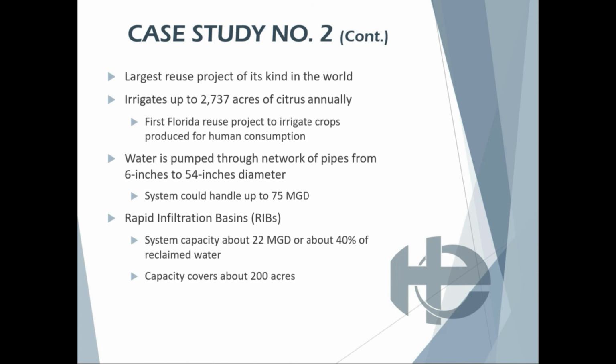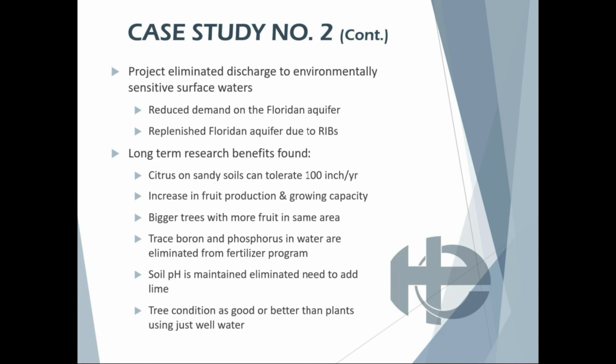Currently, they're only at about 22 million gallons per day, and 40% of the reclaimed water goes into those rapid infiltration basins. This is about a 200-acre site in terms of the application of the rapid infiltration basins. The project eliminated discharge to the surface waters, which was the overall goal, and reduced the demand on the Floridian aquifer, which is where the drinking water for the city of Orlando is coming from. The shallow subsurface Floridian aquifer is recharged due to their infiltration basins and provides additional water for domestic use that probably would not have been there because of the demands that had been on it previously.